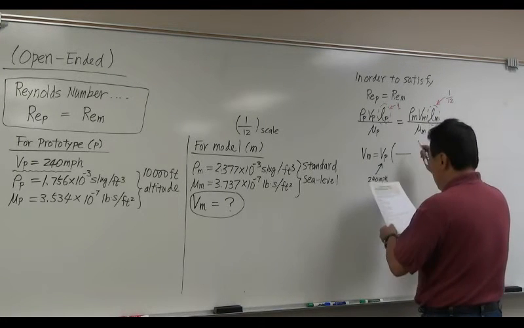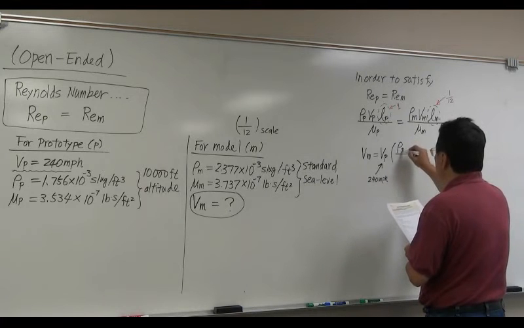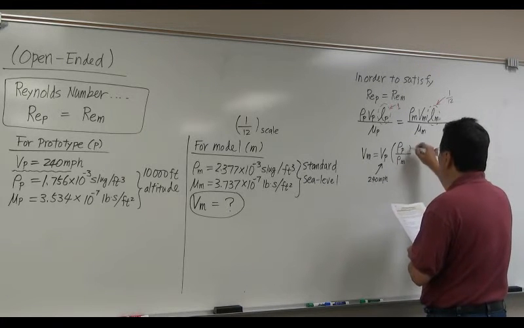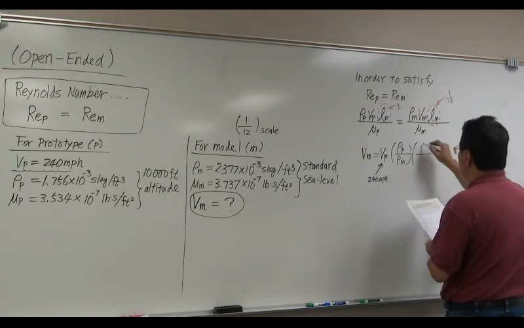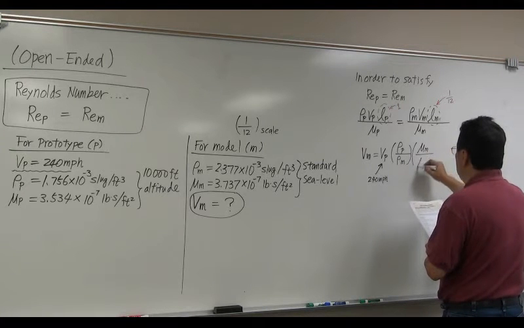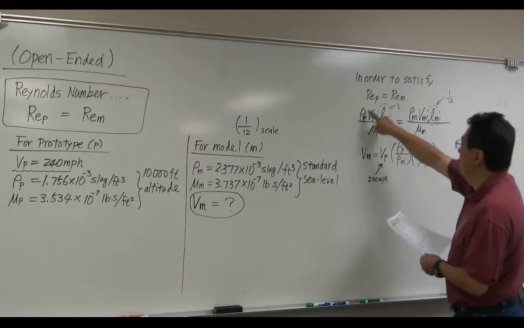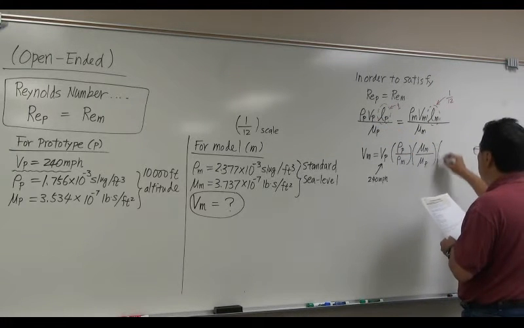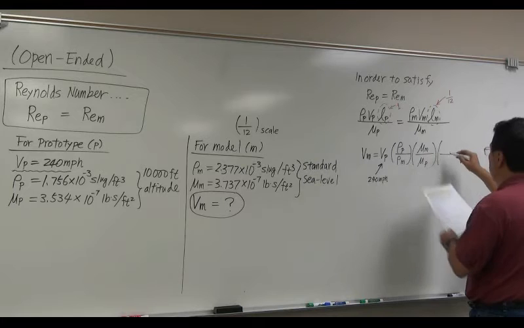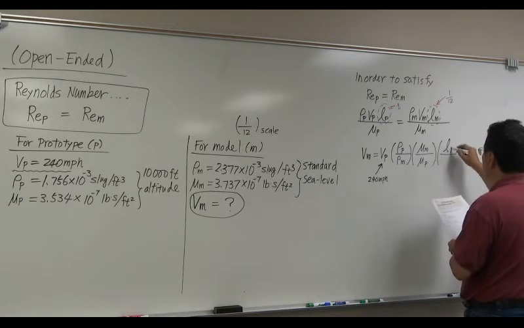Multiplied by rho of prototype divided by rho of model, multiplied by viscosity of model divided by viscosity of prototype. This is flip-flop, because this and that. Flip-flop, okay? Let's be careful. This is the length scale of the prototype divided by length scale of the model.